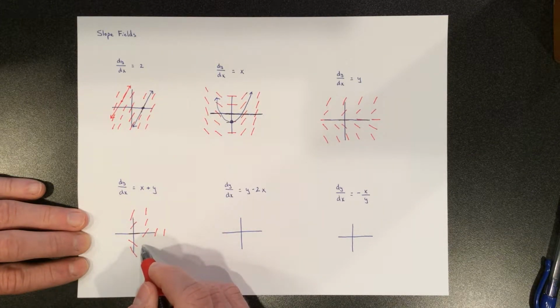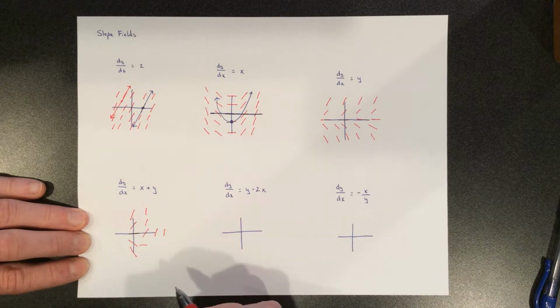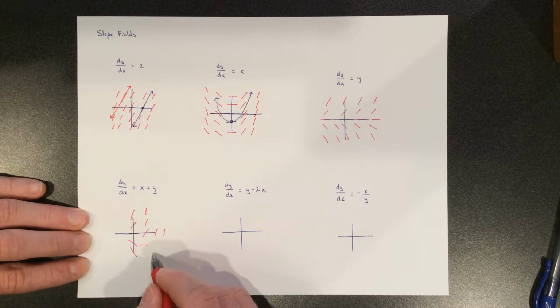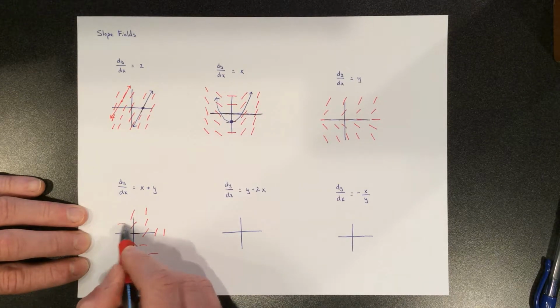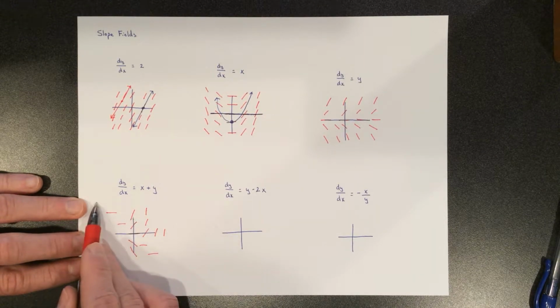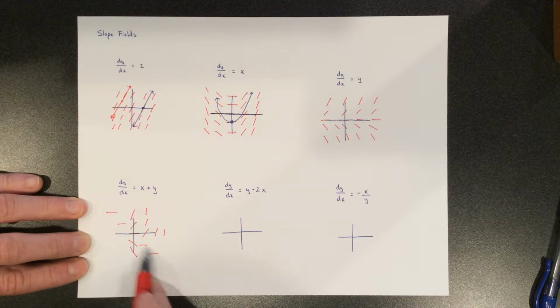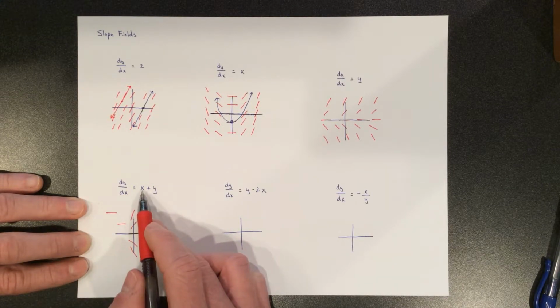What's here? That's when x is 1 and y is negative 1. That's a slope of 0. What happens if I'm at 2, negative 2? Slope of 0. What happens if I'm at negative 1, 1, 0? And you can kind of see there's this pattern here which corresponds to the line y equals negative x.